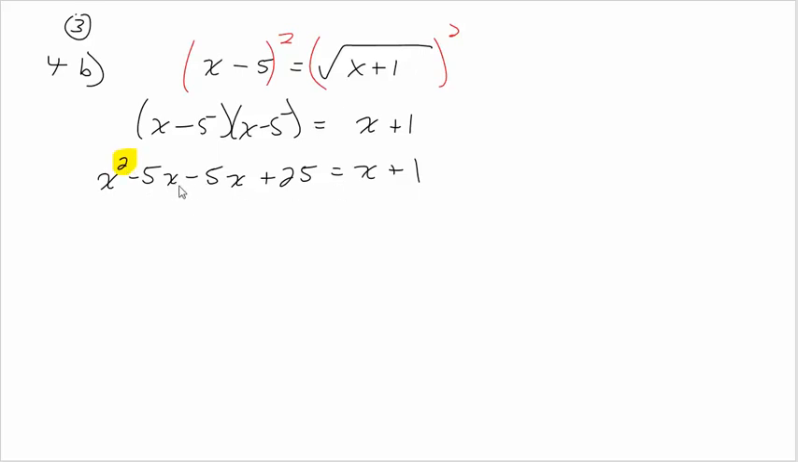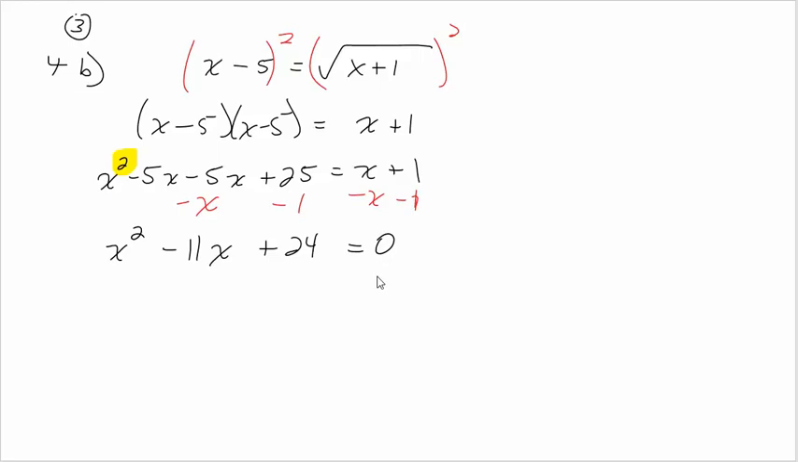Now hopefully you recognize that you have an x squared in this equation, and you have terms that are just x's. This means you're going to have to set the equation equal to 0 and either factor it or use the quadratic formula. Let's see what happens here. So we have negative 5x and negative 1x. That's going to be negative 11x. And 25 take away 1 is positive 24.